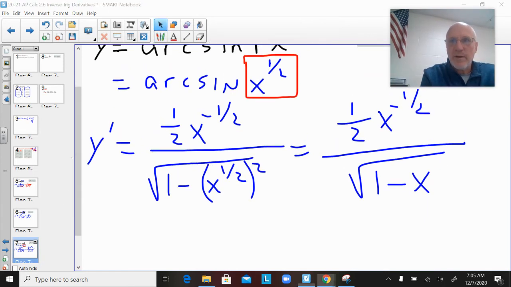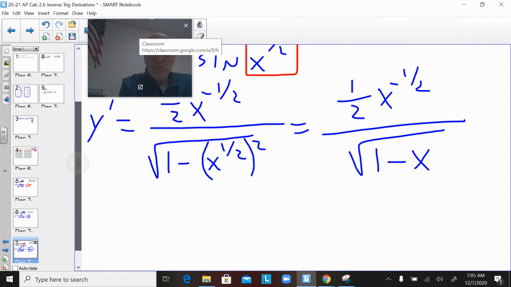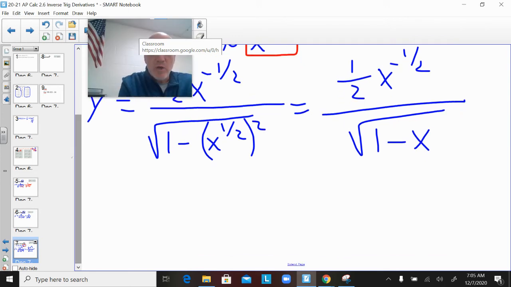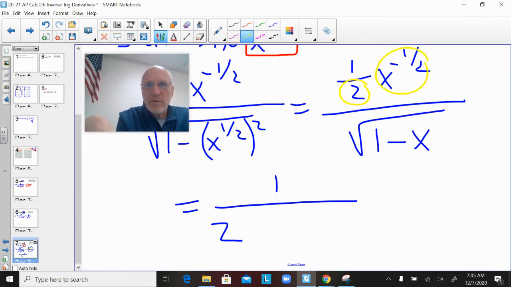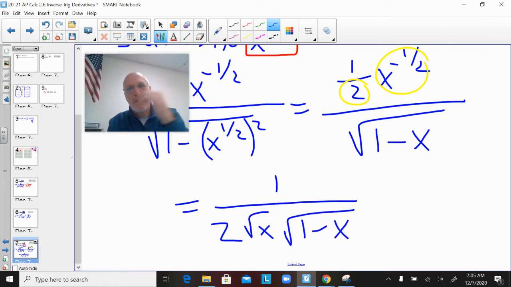And again, my picture's in the way. Okay. So this is 1 over, I would argue that this 2 can go to the bottom as a 2. And this x to the negative 1/2 can go to the bottom as a root x. And then you've got the square root of 1 minus x. And I think that's not an awful way to leave it.